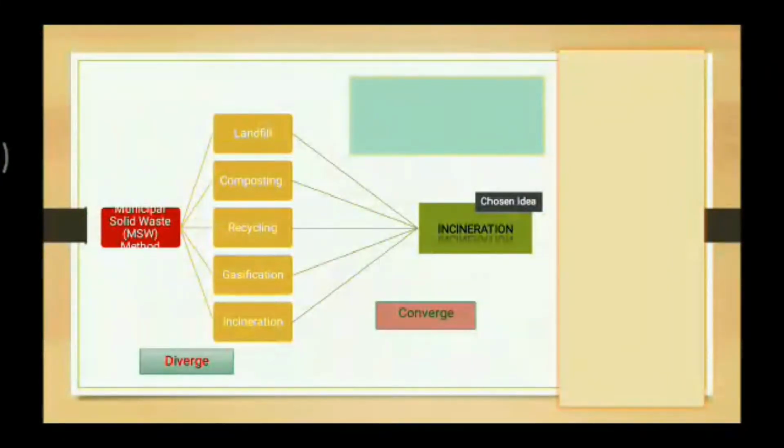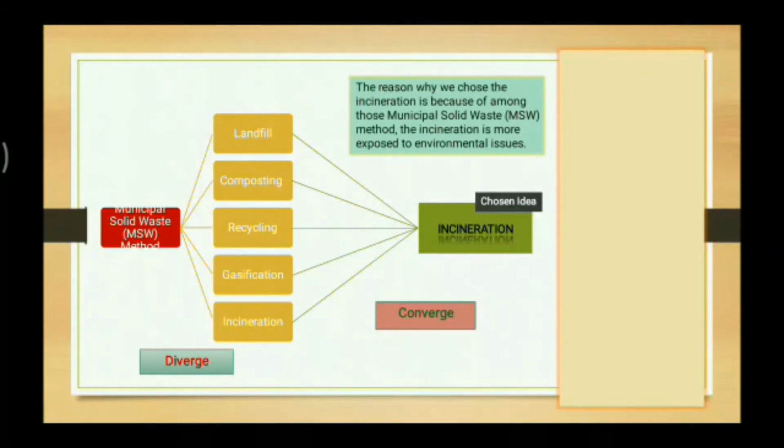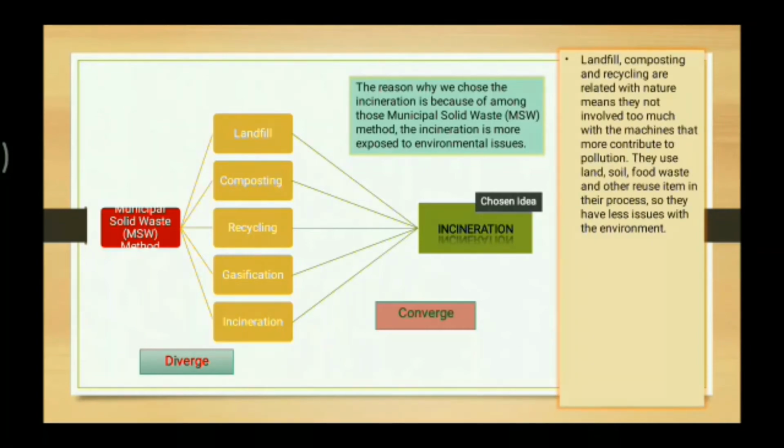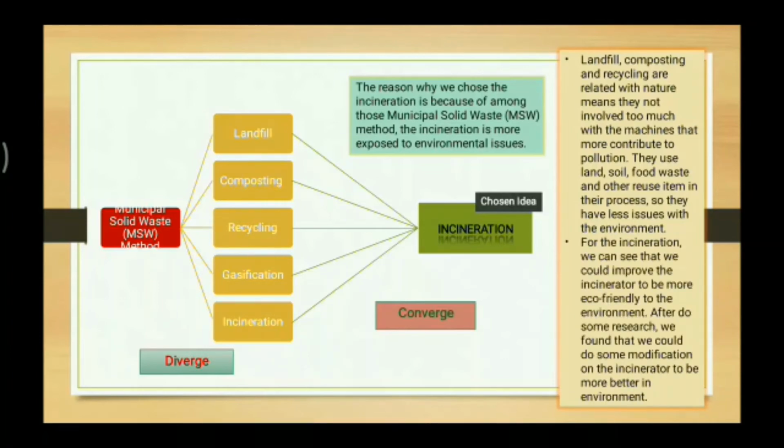We do the diversion and conversion decay process. The reason why we choose incineration is because among those municipal solid waste methods, incineration is more exposed to environmental issues. Landfill, composting, and recycling are related to nature, meaning they do not involve too much machinery that contributes to pollution. They use land, soil, food waste, and other reused items in their process, so they have the least issues with the environment. For incineration, we could improve the incinerator to be more eco-friendly. After some research, we found that we could do some modification on the incinerator to be better for the environment.